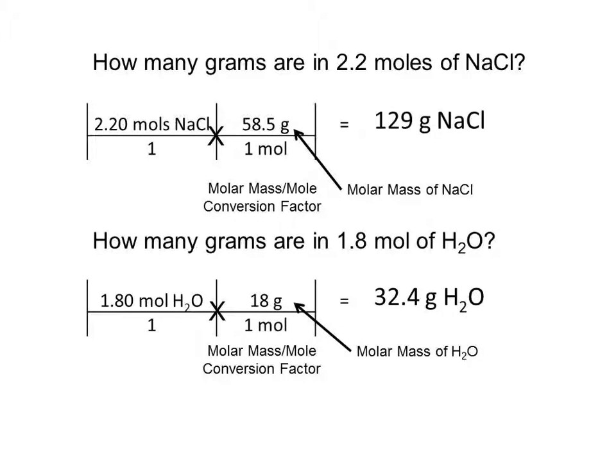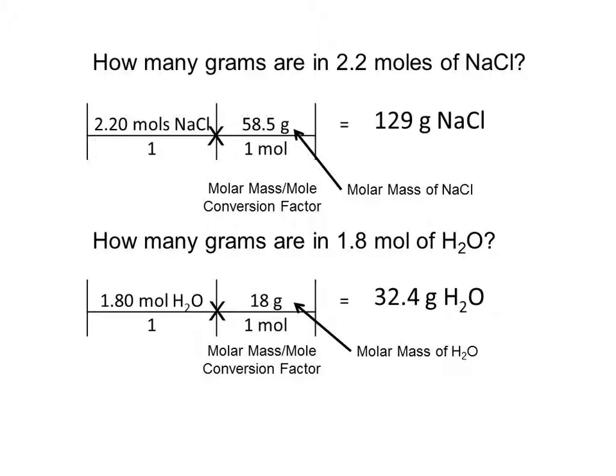Again, we need to make sure that our units cancel. Look here, I have moles on the top, so I need to have moles on the bottom for the cancellation. Therefore, by definition, I need to have grams on the top. Remember, the larger number is always going to be grams, and it's always going to be over 1 mole. And that's the molar mass of sodium chloride, this number here.